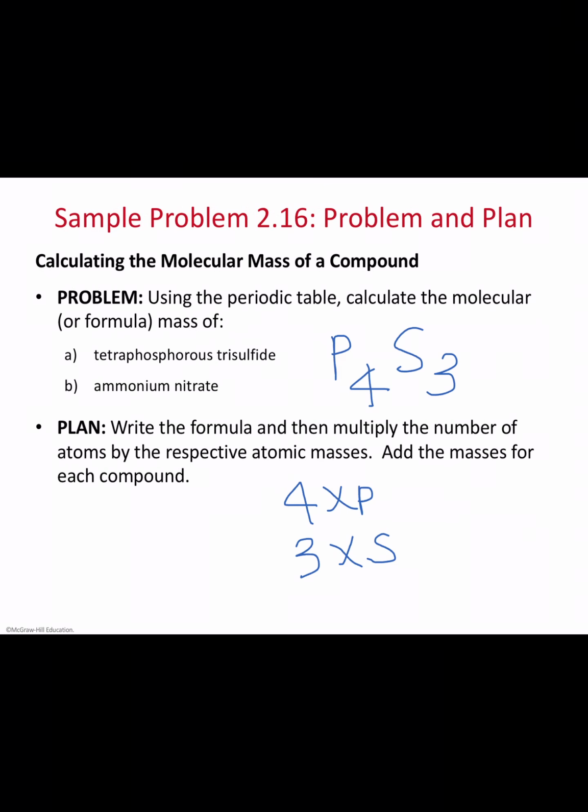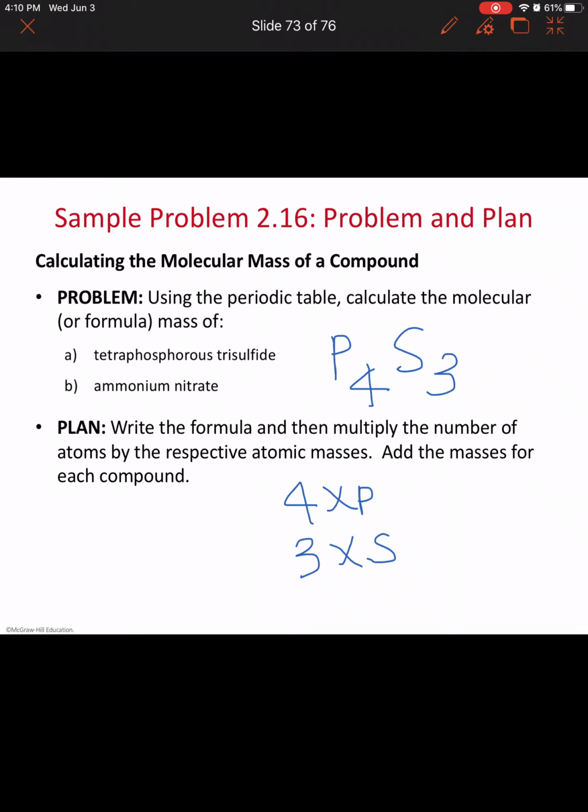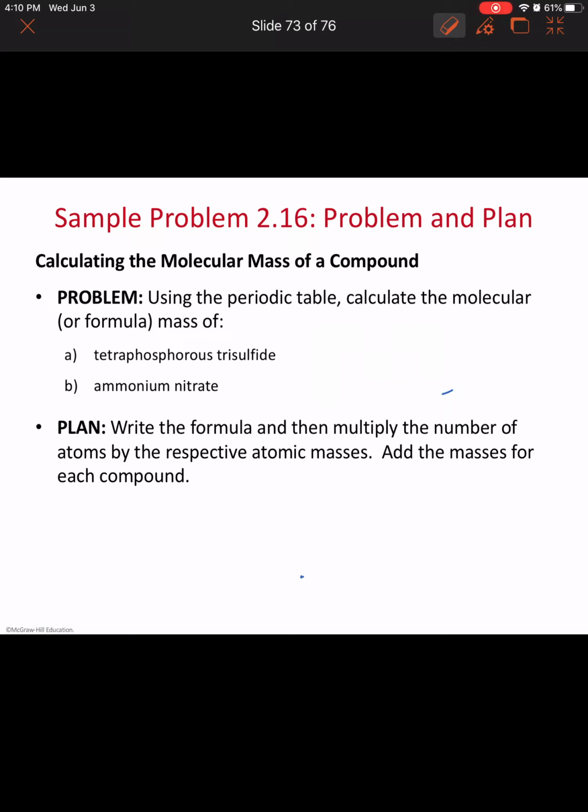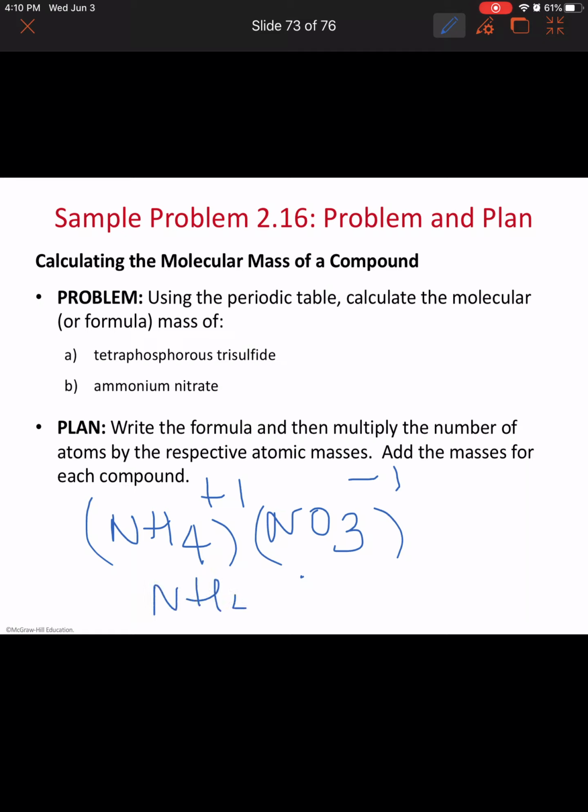And then the next one is ammonium nitrate. Now for ammonium nitrate, we need to know again how to write the formula. So you can refer to the polyatomic ion chart, and you would see the ammonium ion is NH4 plus 1 and nitrate is NO3 minus 1. Then you do a crisscross to find the formula, a 1:1 ratio. So it would be NH4NO3, ammonium nitrate.